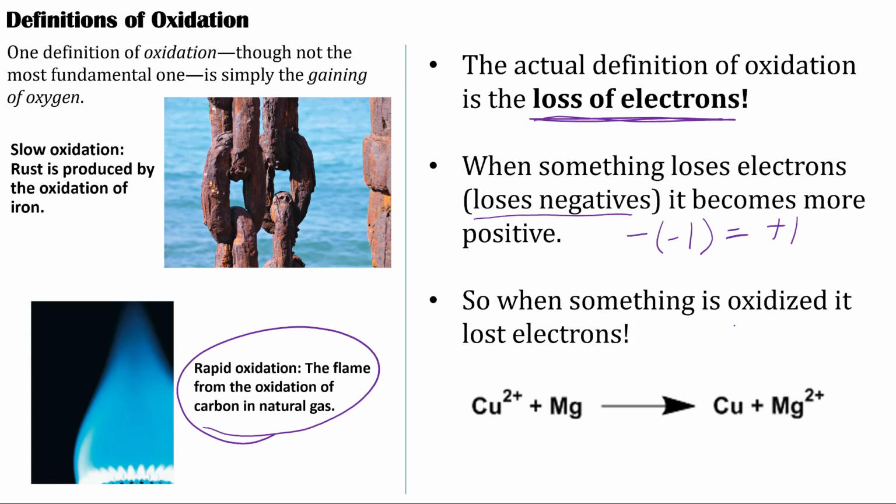So when something is oxidized, it actually loses electrons. And so if we look here at magnesium, magnesium does not have a charge here. It has a charge of 0. And then over here it's 2+. And so that would represent something being oxidized.